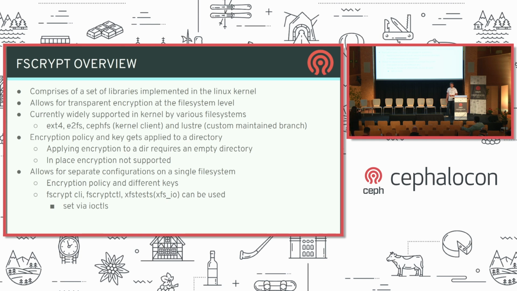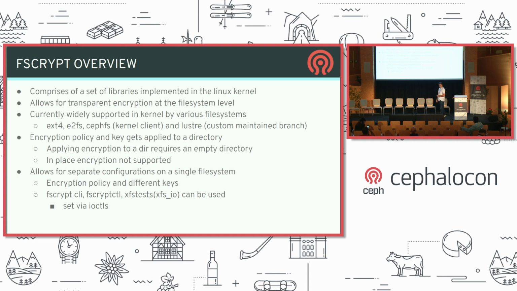So looking at how to interact with or set up fscrypt, it's done by setting an encryption policy and adding a key that gets mapped to a directory. It has to be set up on a completely empty directory. So you can't set it up on a directory that has contents already, as it doesn't do inline encryption.